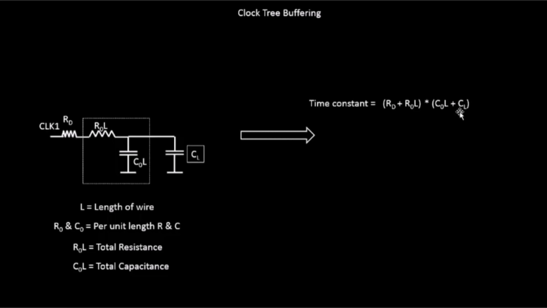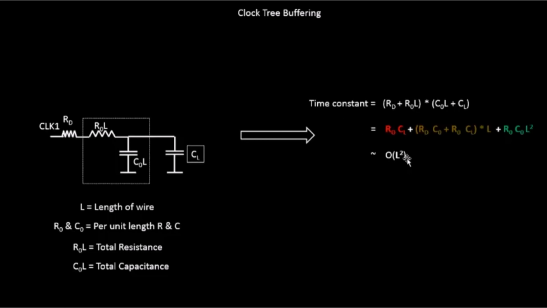Now to find the RC time constant, we have to multiply the resistance factor by the capacitance factor. That's all we need to do. So we have the term RDCL multiplied by L, and the unit capacitance and resistance terms multiplied by L square. In this equation, the dominant factor is L square. The time constant is proportional to L square.